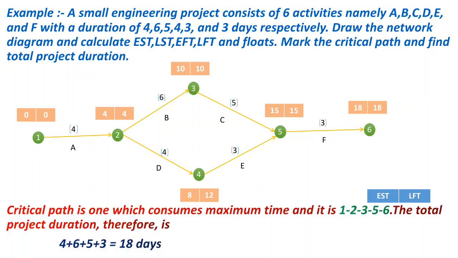Critical path is the one which consumes maximum time, and it is 1, 2, 3, 5, 6. The total project duration therefore is 4 plus 6 plus 5 plus 3 equal to 18. 4 is the duration of A, 6 of B, 5 of C, and 3 of F. Here the black color arrow shows the critical path. Here you can see that for the critical events, the values of EST and LFT are equal. Okay. So now we find the other terms.